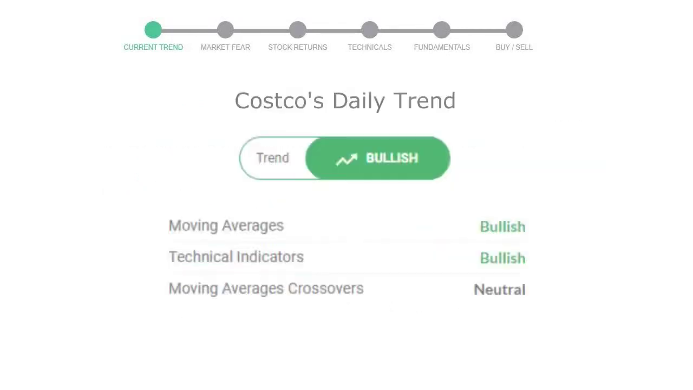Let's look at today's trend indicators. The moving average is bullish. Technical indication is in uptrend, and overall daily trend for the stock is in positive trend. Looking at weekly analysis, the weekly stock trend is neutral.